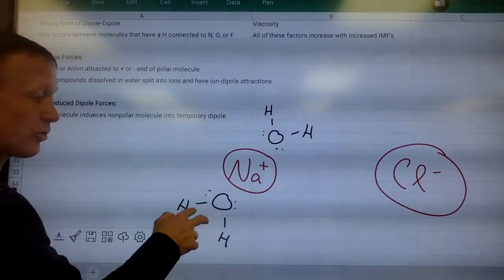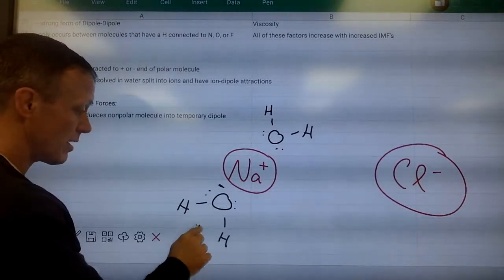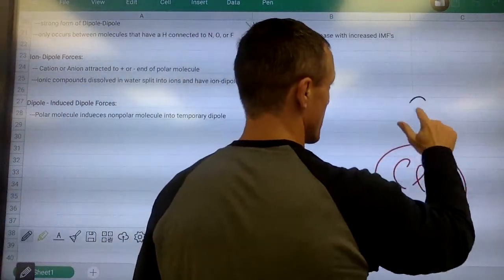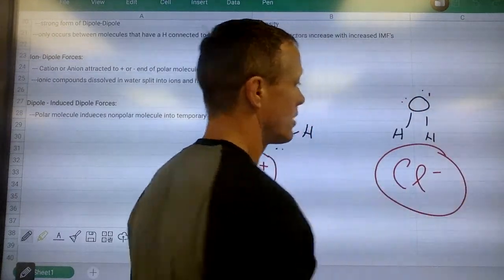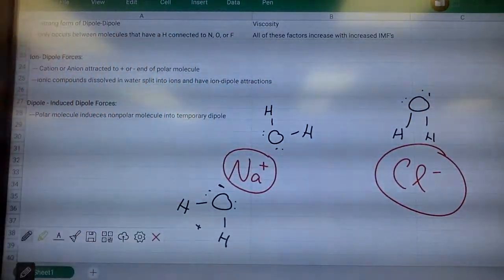Remember, it's called a dipole because it's got two poles. It's got a negative and a positive end. So ion dipole. If you had water over here, it'd be the opposite way. The hydrogens would be here. So ion dipole forces, pretty strong forces of attraction.